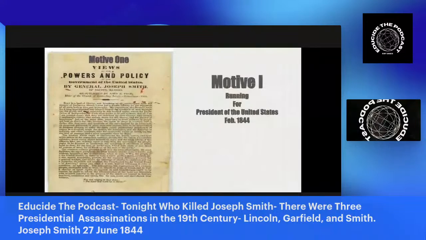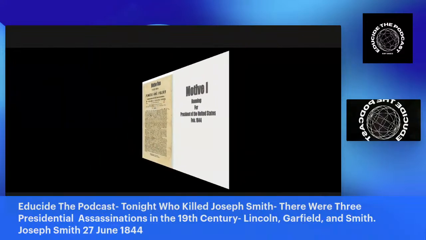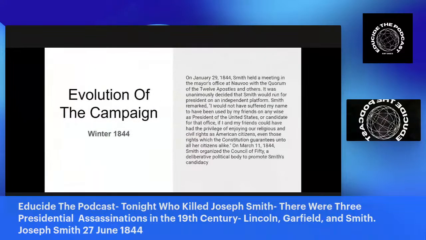Here we see a broadsheet for motive number one. Joseph Smith running for president of the United States, February 1844. Evolution of the campaign. On January 29th, 1844, Smith held a meeting in the mayor's office at Nauvoo with a quorum of the 12 apostles and others. It is unanimously decided that Smith would run for president on an independent platform, the Reform Party.